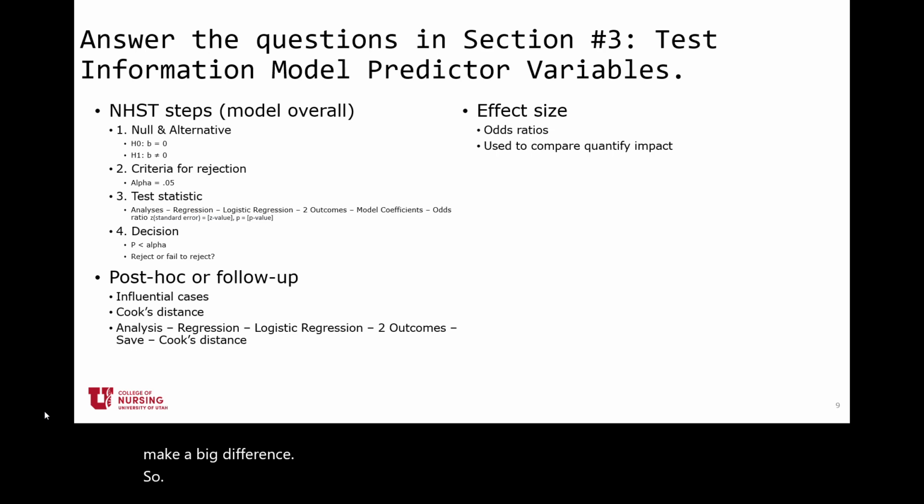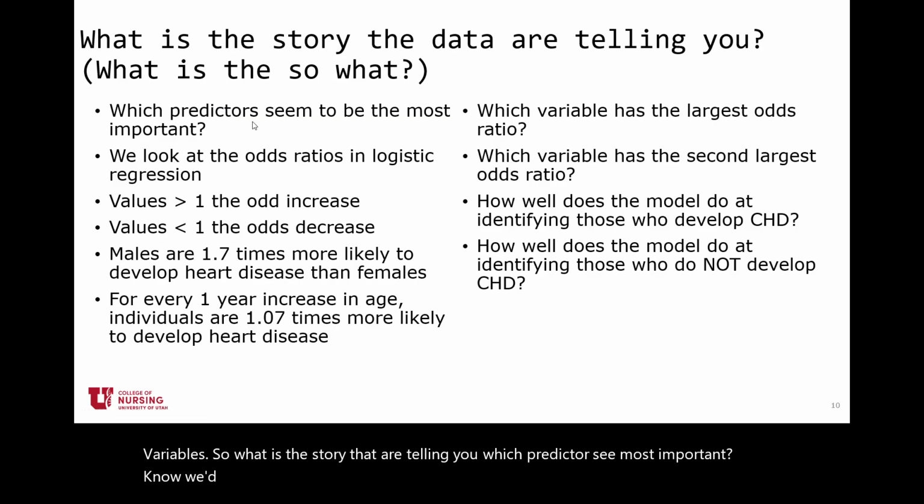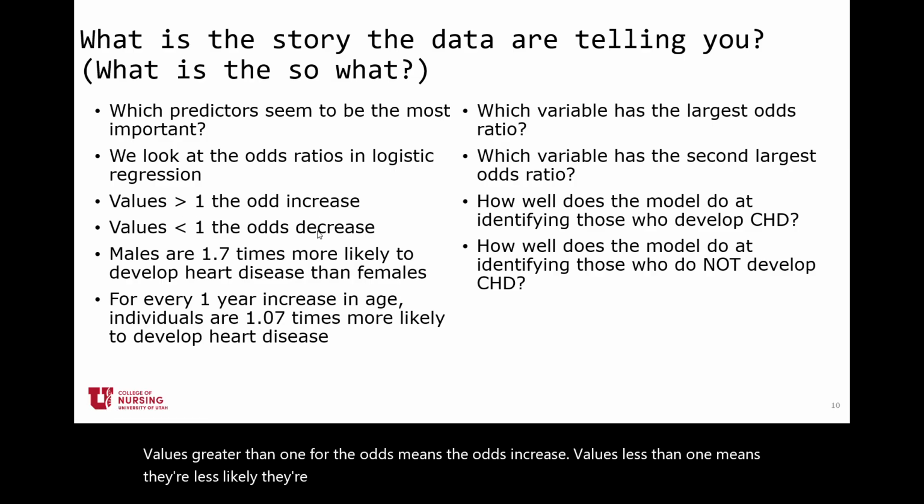Okay, that was looking at our variables. So what is the story the data are telling you? Which predictors seem most important? We'd say from this that diabetes seems like the most important one, that has the biggest odds ratio. Values greater than 1 for the odds means the odds increase. Values less than 1 means they're less likely, they decrease. Things are less likely to happen. We looked at some of these particular variables. Largest, second largest.